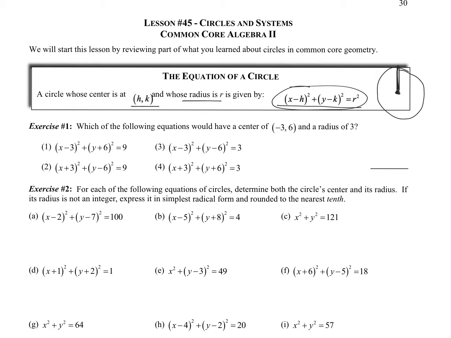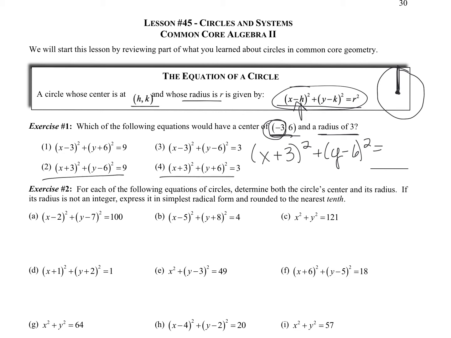So it says, which of the following circles would have a center of (-3, 6) and a radius of 3? So basically, when I see a -3, because I'm using subtraction here, I'm going to write +3. And then we have squared for the circle. So if I have a +6, I'm going to write (y - 6) squared. So far it has to be either choice 2 or choice 4.